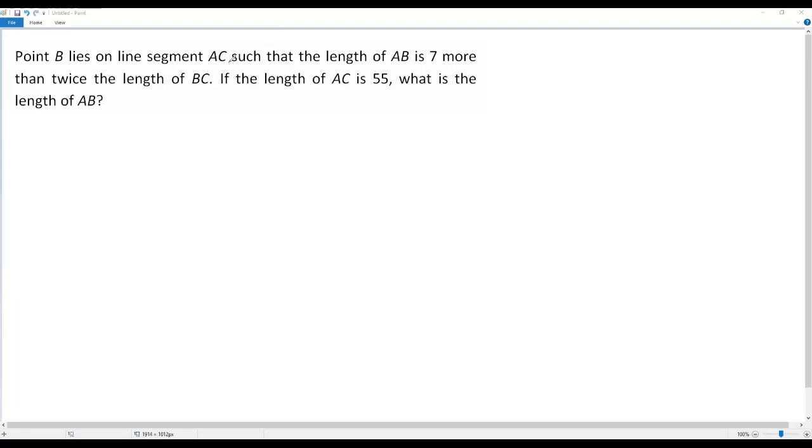Point B lies on line segment AC such that the length of AB is 7 more than twice the length of BC. If the length of AC is 55, what is the length of AB?